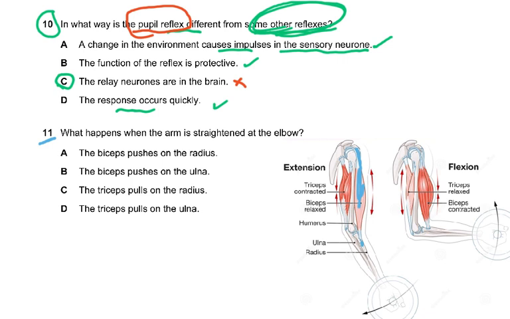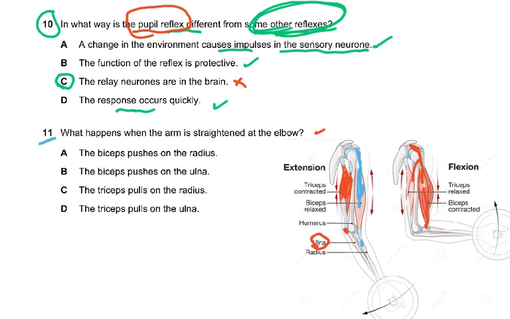While the triceps muscle here is attached to the ulna. So when it says what happens when the arm is straightened at the elbow, you must know where the biceps is attached. The biceps is attached to the radius, and here it is attached here and a bit to the scapula as well. Here this is attached, triceps is attached here, and this is attached to the ulna here.